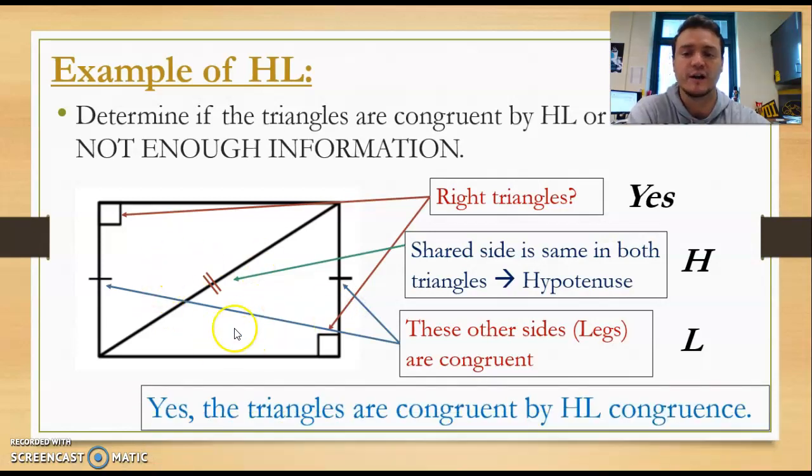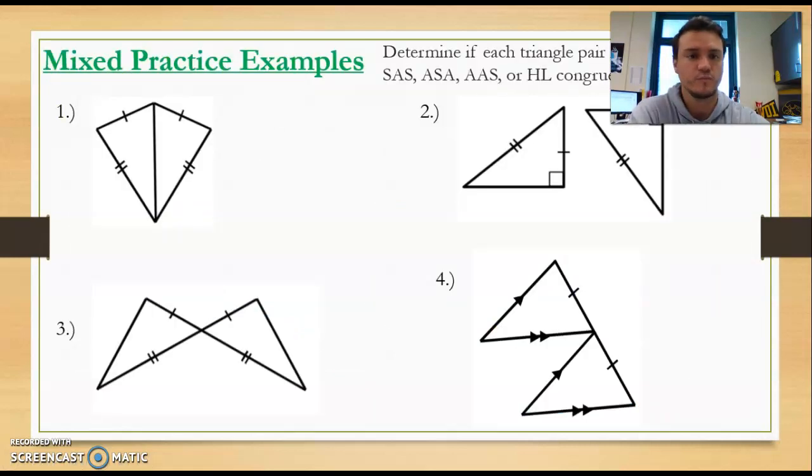So we would say the triangles are congruent by HL congruence. One other example here. Actually, we're going to run through these 6 examples.